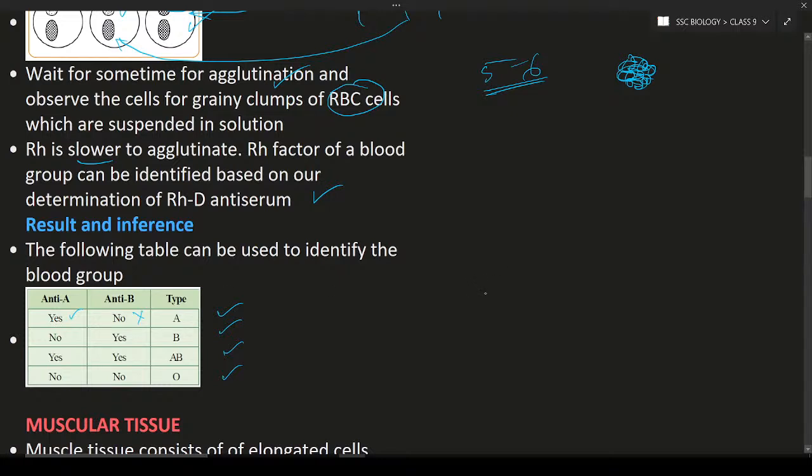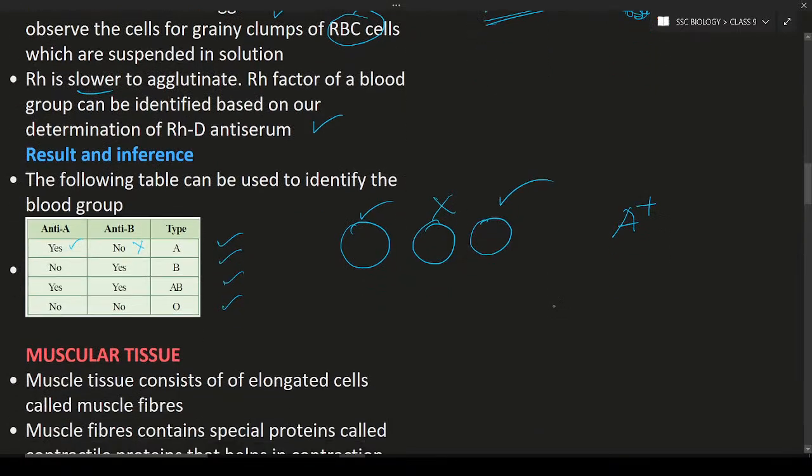So for example, let us consider the three circles. Agglutination is seen in this one, no agglutination in this one, and agglutination is seen in this one. So what will be the blood group? Agglutination is seen in the anti-A, so it is blood group A. Agglutination is seen in the RHD also. If agglutination is seen, the RH will be positive. So A positive.